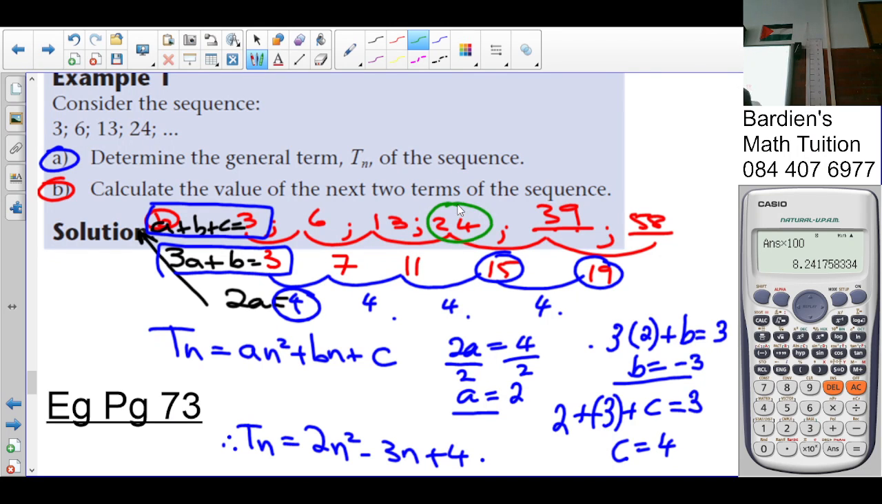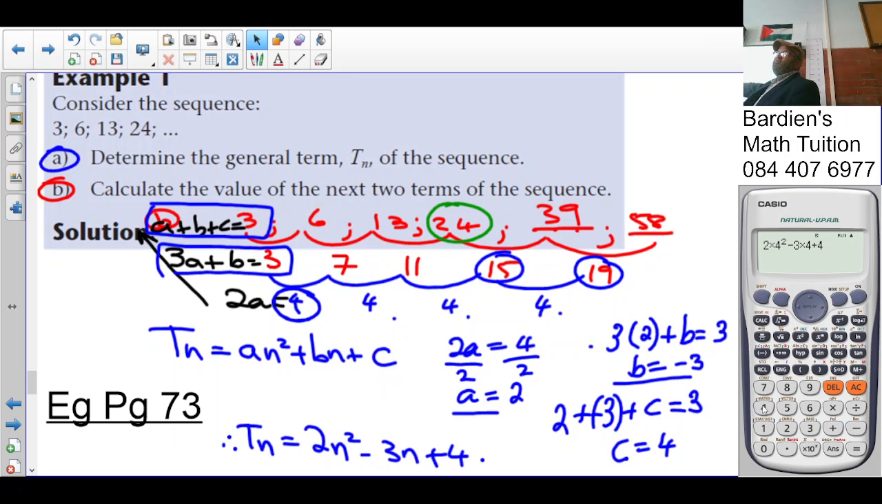So let's go with term 4. So if I put a 4, it's 2 times 4 squared minus 3 times 4 plus 4. It should give me an answer of 24. If it gives me any answer other than 24, what does that mean? So I made a mistake somewhere, okay? And there's 24. Does it make sense? Okay. Can I move on? You guys still writing? No? Okay.